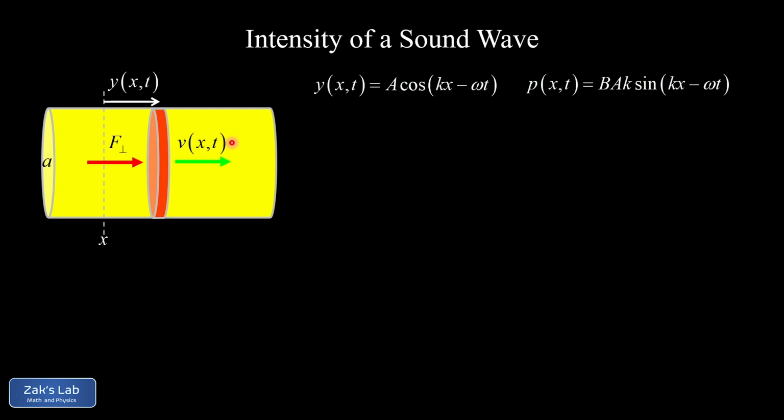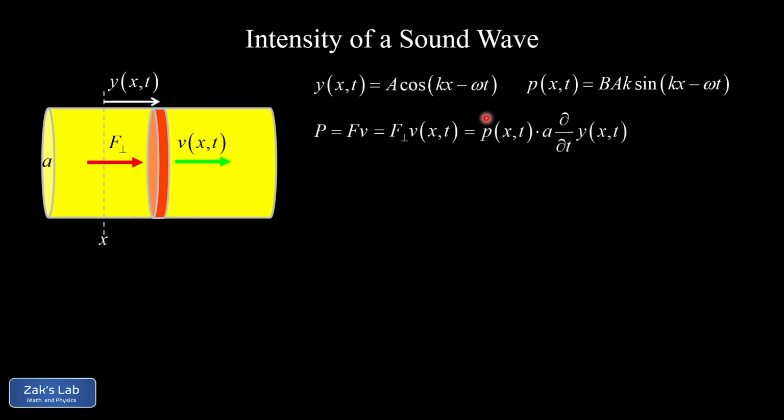So to find the power delivered by the sound wave coming from the left at this particular instant, we use our classic formula power equals force times velocity. And that force is just our F perpendicular, and the velocity is a function of both x and t. That's v of x and t. But we can rewrite that force as pressure times area. And while we're at it, we'll rewrite the velocity function as the time derivative of the displacement wave function.